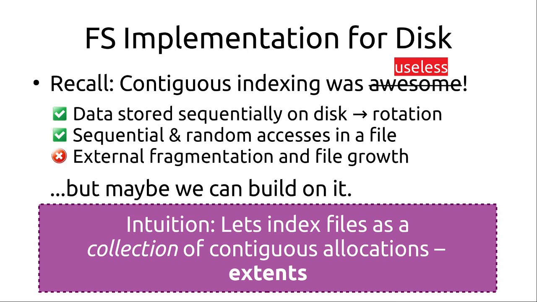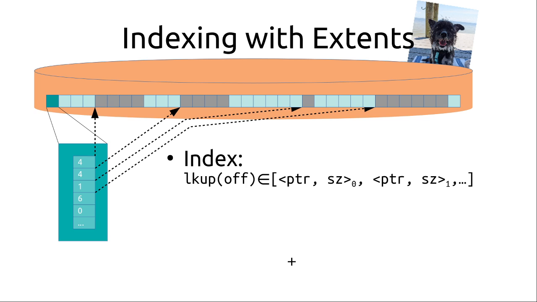An extent is the idea that we want multiple contiguous allocations. Each of those contiguous allocations is called an extent of the file or of the directory, right? And the index somehow tracks all of these extents that constitute the file and allows us to figure out where different blocks are within that file.